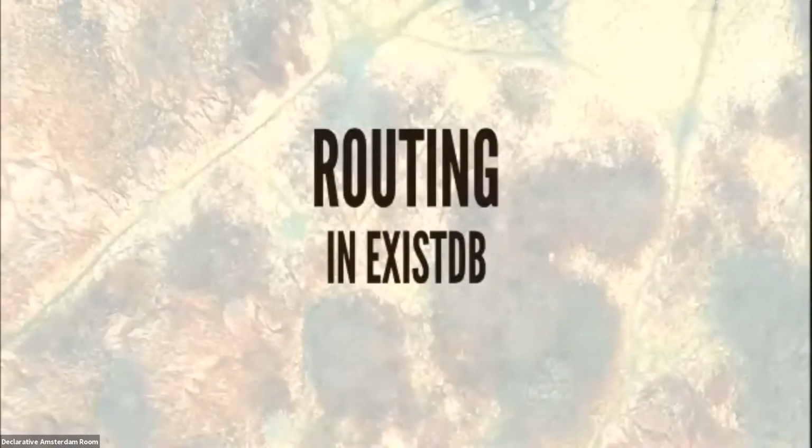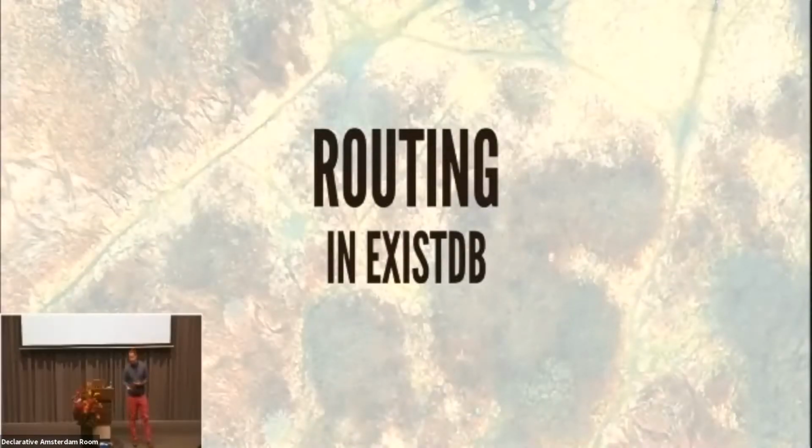I would like to go to routing in EXISTDB especially. There we have currently two solutions to do that. The first one is controller.xq, which is maybe familiar to some of you. Actually, you don't need to write XQL anymore. Since 5.3.0, you can also use controller.xq. And what does it do?